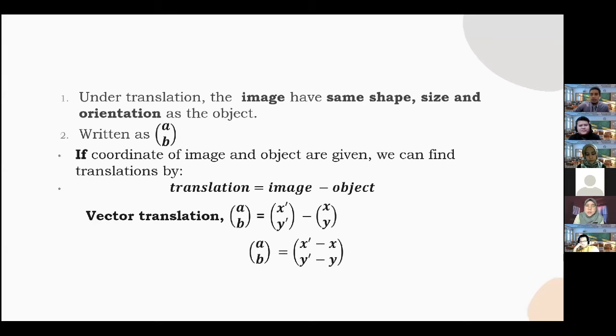Under translation, the image will have the same shape, size, and orientation as the object, and it will be written as a vector, a and b. A is the object moving to the left or right, and b is the object moving upwards or downwards. If the coordinates of the object and image are given, we can find the translation by using this formula. You must remember this formula.